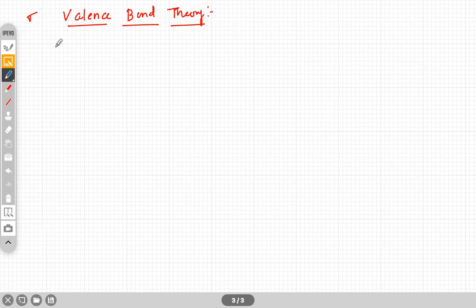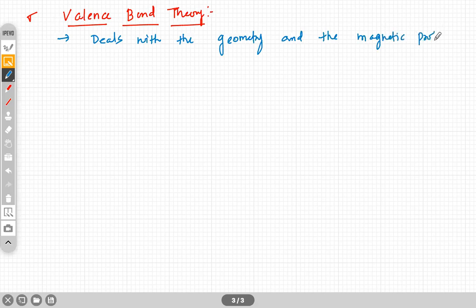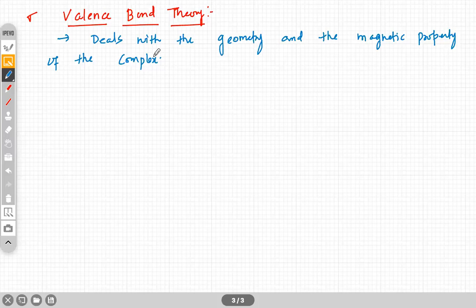Write down: this theory mainly deals with the geometry and the magnetic property of the complex. The main postulates are, the first point, write down the main postulates.